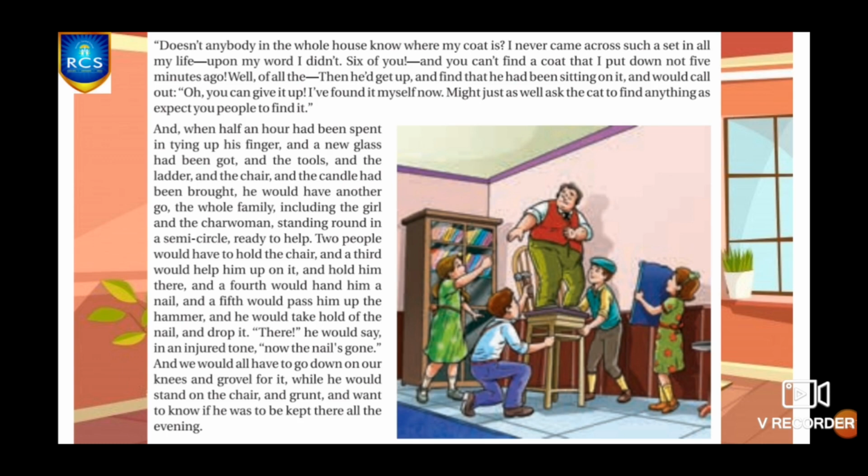The whole family, including the girl and the chowman, the person who is working in that house, were all ready, standing in a semicircle ready to help him. Two people would have to hold the chair. The first two people, what should they do? They should hold the chair and hold him there. And the third one would help him up on it and hold him there.